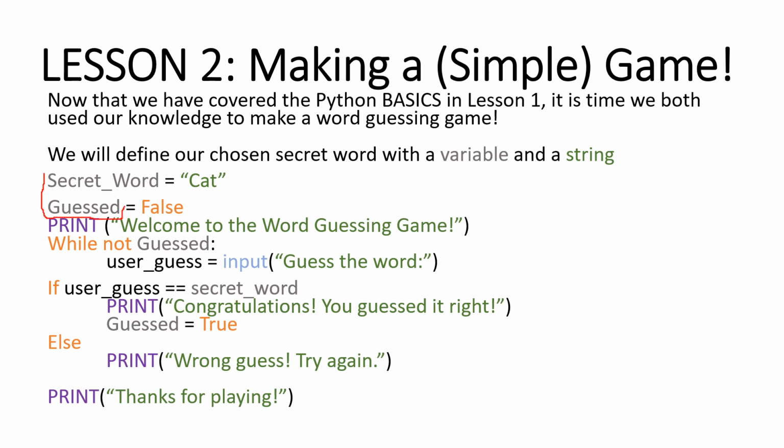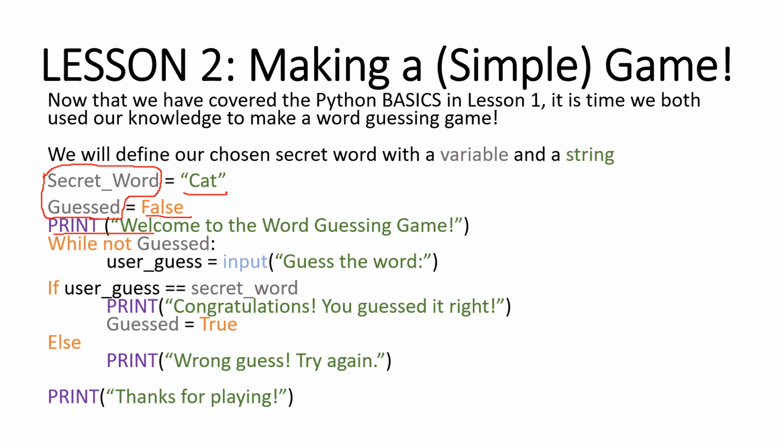So our variables are secret_word and guessed. We're going to have "cat" as our string in secret_word, and we're going to have a Boolean value in guessed. And our Boolean value is going to be False. So that's a flag that's going to be saying that guessed will be False from now on.